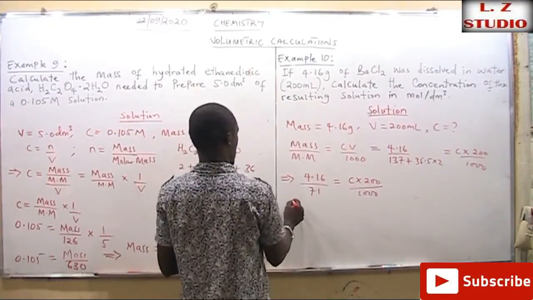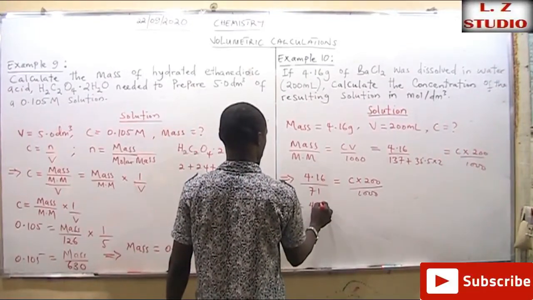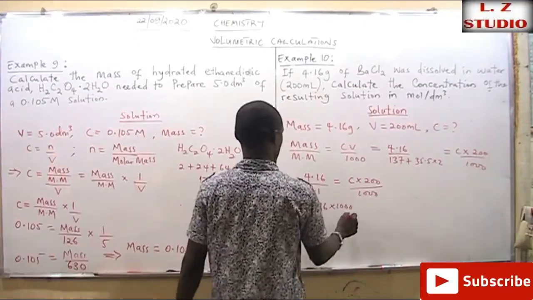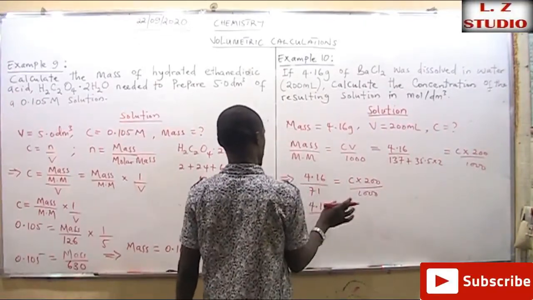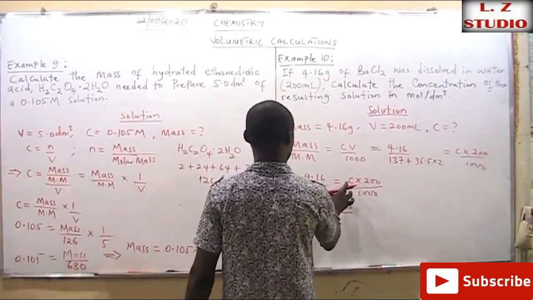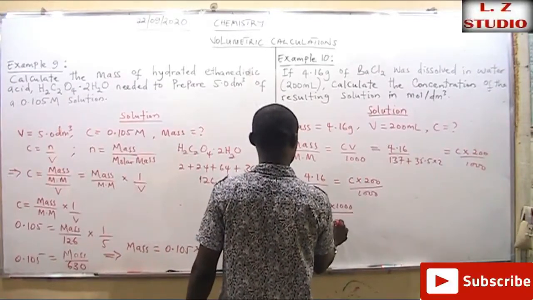So our concentration now is going to be 4.16 times 1000, okay, divide by 71 times 200.